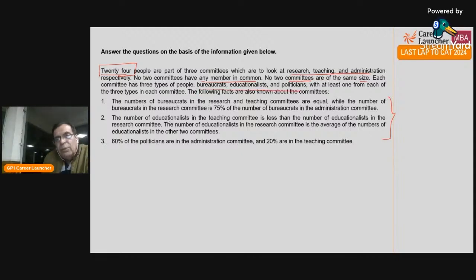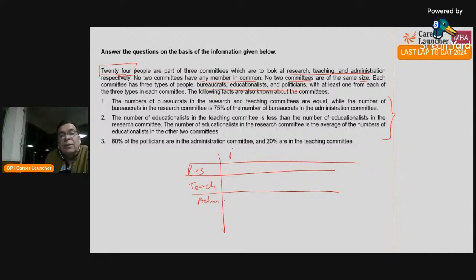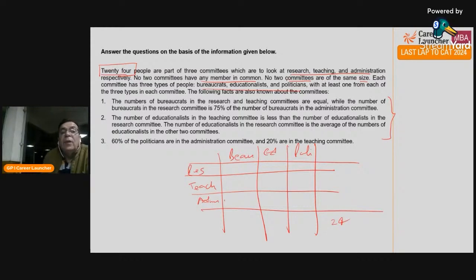So what do you need to do? There are 24 people. There are 3 committees: research committee, teaching committee, and admin committee. Each of these committees has a certain number of bureaucrats, educationists, and politicians. And how many people are there? 24. And what does it say? No 2 committees are of the same size. Each of these committees has a different number of people. So that is one condition given. Now please contrast this with the previous one.